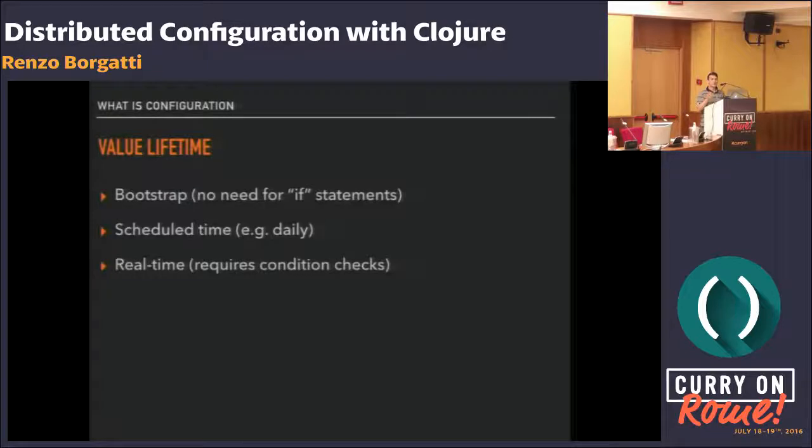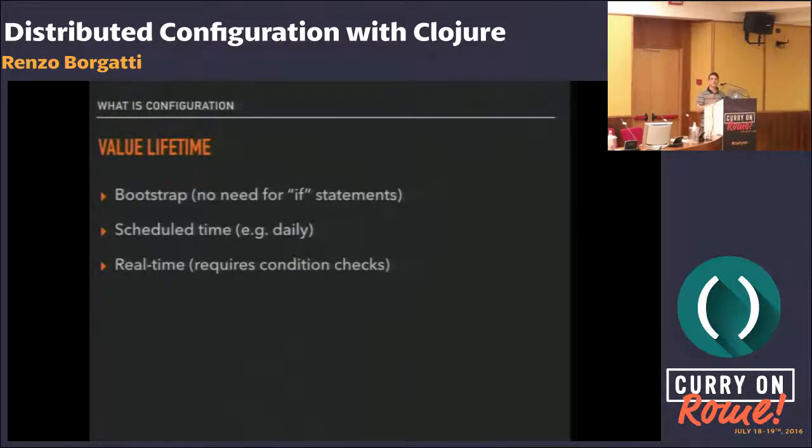So one maybe is the value lifetime. Things like the host for the database is supposed to stay stable, at least for the running lifetime of the application. So maybe it's a bootstrap thing. When the application starts up, it reads this from somewhere and it stays like that. But there might be other kinds of values with a different lifetime, like a scheduled time.